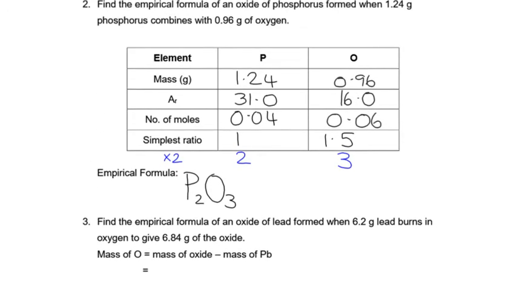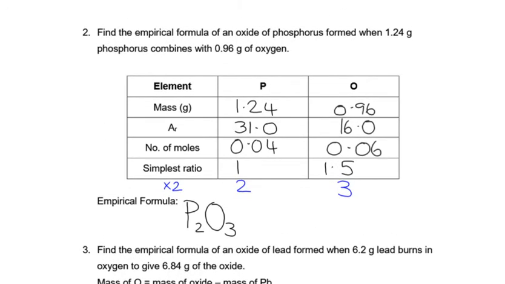We're looking for common fractions here, so if you're not too sure, you need to make sure you know your common fractions so that you can spot them. Okay, so our common fractions are, if it ends in a 0.25, that's a quarter, isn't it? So we're going to multiply everything by 4 to get whole numbers.